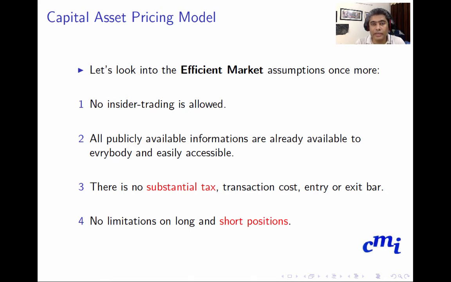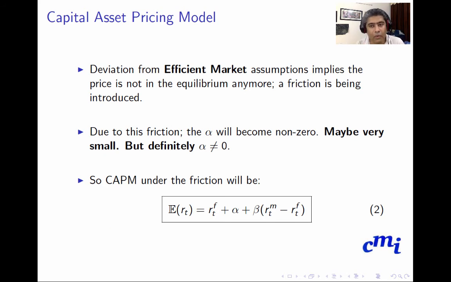As a result, our reaction to a positive alpha is asymmetric compared to a negative alpha. So there is a significant amount of friction in the market, and alpha is not really zero in real life, and many people believe that alpha is not really zero. It may be very close to zero but not really zero. Deviation from the efficient market assumption implies the price is not in equilibrium anymore. Friction is being introduced, so due to this friction alpha will become non-zero, but maybe very small. You cannot just say it is zero. And the model will become something like this: RTF plus alpha plus beta times RTM minus RTF.